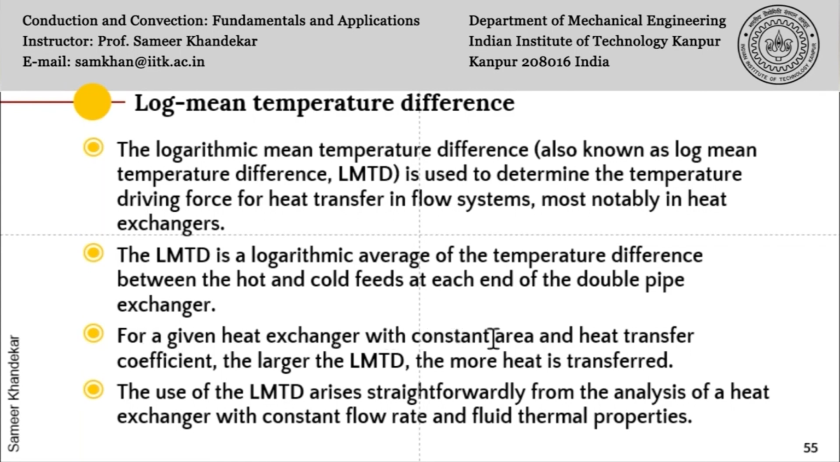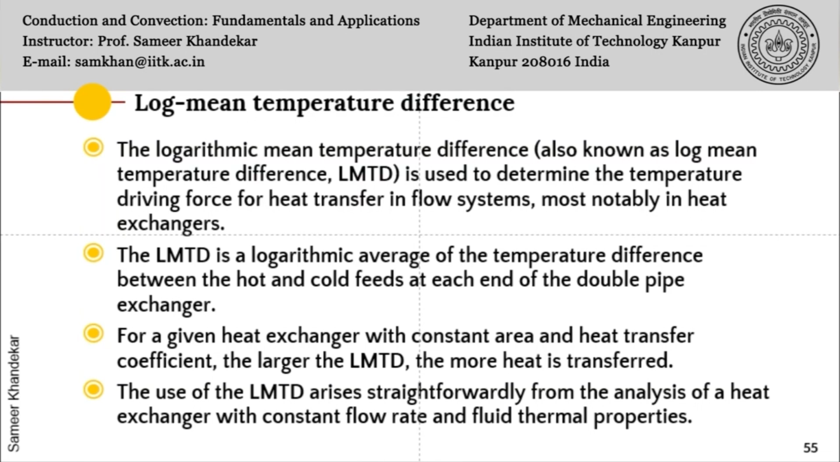So for a given heat exchanger with constant area and heat transfer, the larger the LMTD, the more heat is transferred naturally, because Q is equal to UA into delta T, and the appropriate delta T is the LMTD, and therefore as the LMTD increases for a given heat exchanger design, the Q will increase. The use of LMTD arises straightforwardly from the analysis of a heat exchanger with constant flow rate and fluid thermal properties, and that is what we are going to do for a parallel flow heat exchanger in the next slide, slide number 56.